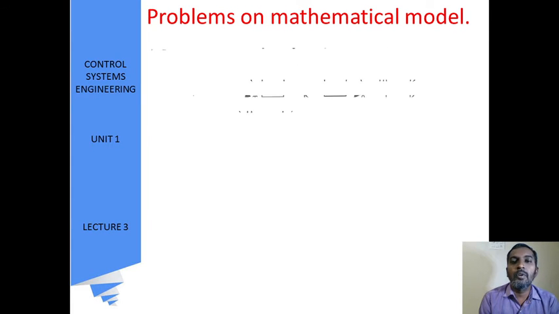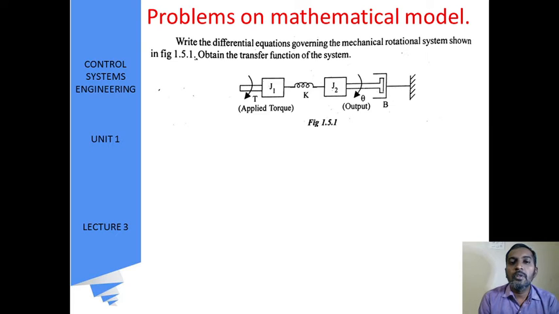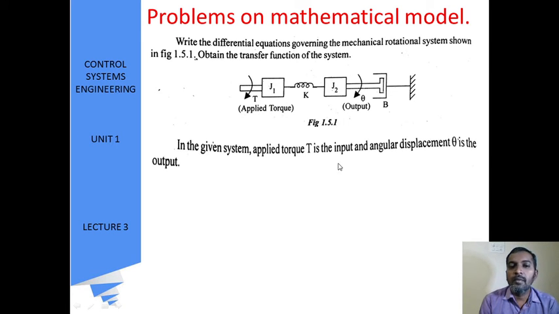Let us go for a problem. Write the differential equations governing the mechanical rotational system shown in the figure and obtain the transfer function of the system. See here, we have two mechanical elements, that is J1 and J2, and the applied torque is T and theta is our output. So, in the given system, the applied torque T is the input and angular displacement theta is the output.